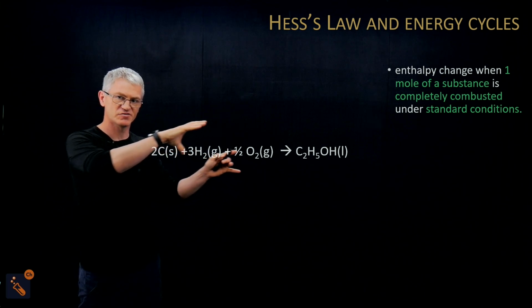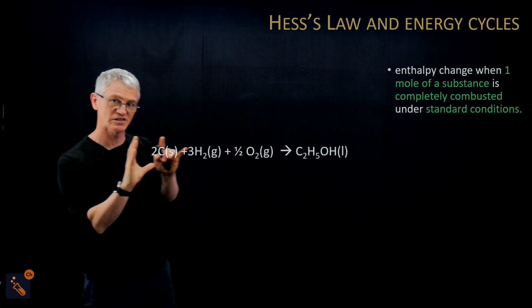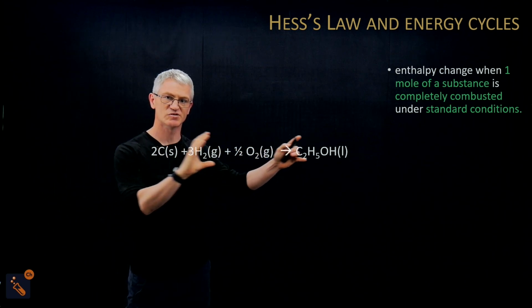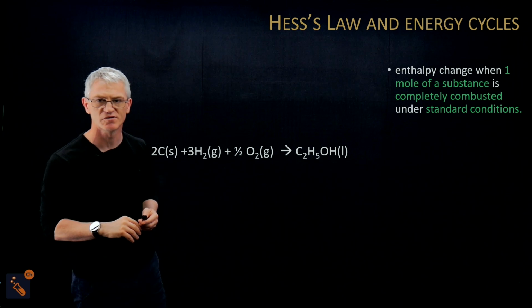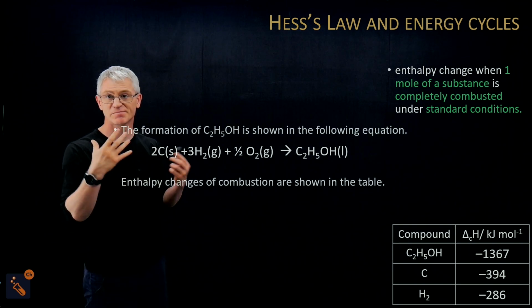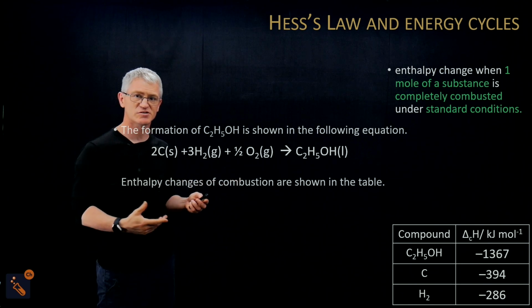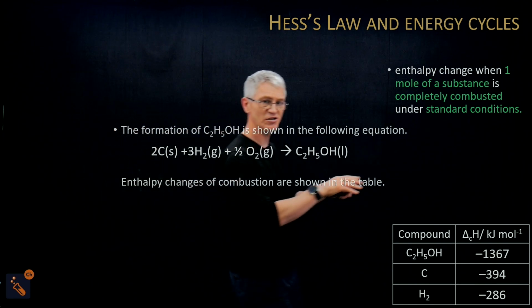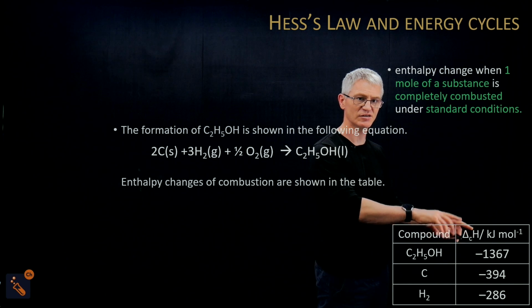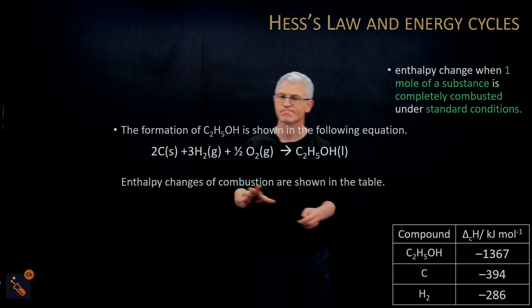So here is our equation, which you'll notice is an enthalpy change of formation. It takes the elements to the compounds, 1 mole of the compound. Okay, and it's part of a question. So the formation of this is in the following equation. Enthalpy change of combustion is shown in the table. So if we go down here, we know the enthalpy change of combustion because of the C. Okay, and here's our values.